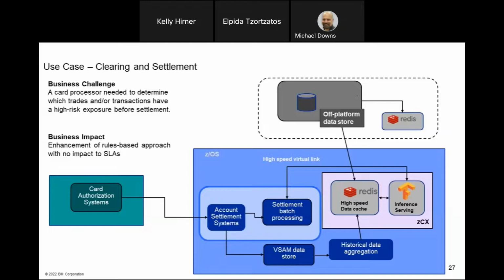They stood up a z/OS Container Extensions environment where they had TensorFlow Serving to serve those models, and then they used a REST API endpoint again from the clearing and settlement application to pass the current transactional input parameters to the model. But what they also did was, in a Redis in-memory data cache, they had the last 90-day aggregate data of each credit card account holder's last 90 days of transactions, which they also passed as input to the model so they can improve the accuracy of their results.